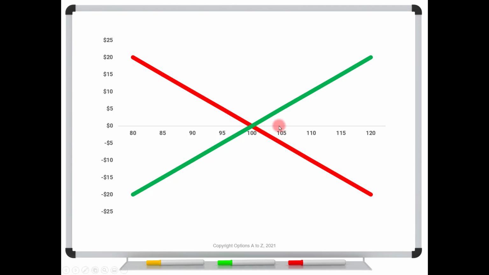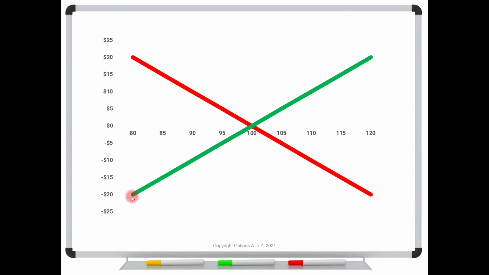But notice that if the stock moves up $5, we make 5. If it moves up $10, we make 10. Moves up 20, we make 20. It's always dollar for dollar. That's delta 1. And the reverse is true. If we fall 5, we're going to lose 5. We lose 20 out here, falls to 80. We're going to be down 20.